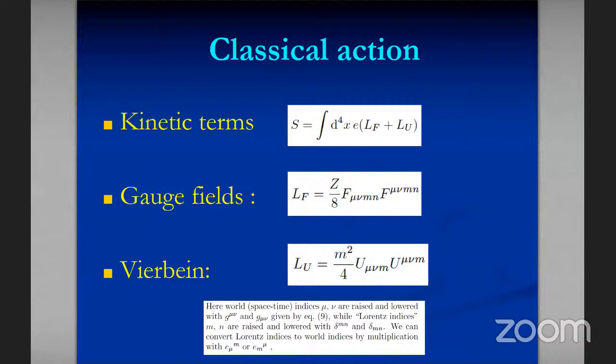So, the classical action. It's gauge and diffeomorphism invariant, and it has a kinetic term for both the gauge fields and the Vierbein. If you count the number of degrees of freedom, there are 4 times 4 for the Vierbein and 4 times 6 for the gauge fields. That makes a total of 40. Then you have the gauge degrees of freedom that you should subtract: 4 for diffeomorphism symmetry and 6 for the SO(4) symmetry. So you remain with 30 physical fields.